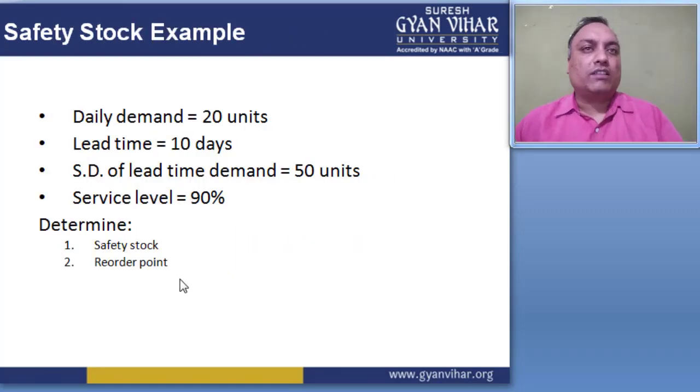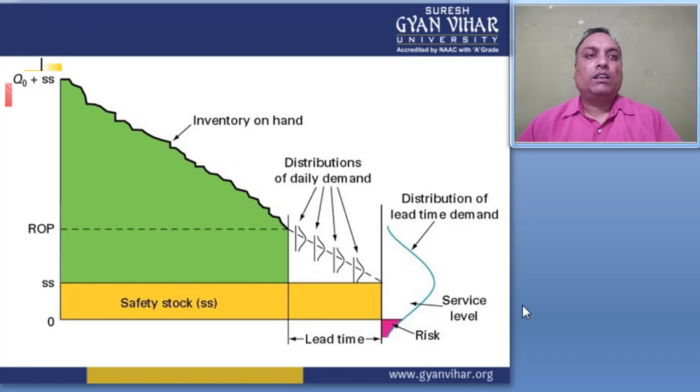So this is the safety stock example. Just note down this example and solve it as homework. This graph shows the different types of analysis. This is the inventory on hand, the distribution of daily demand, and the distribution of the lead time demand. This is the service level. Here is the risk associated with it, this is the lead time, and this is the safety stock.